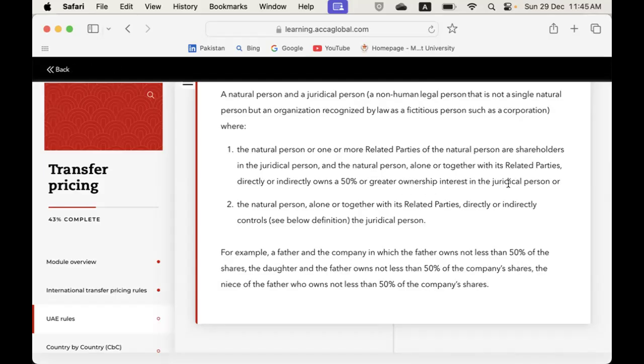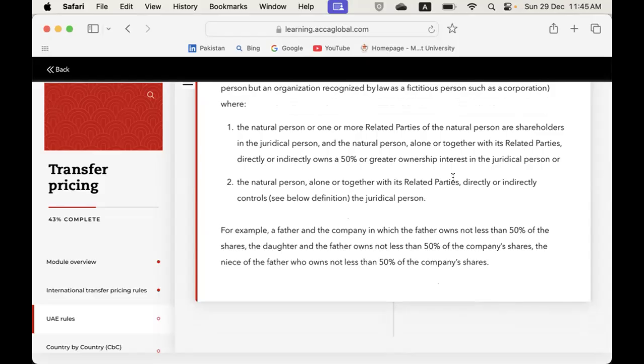So for example, one man and his wife own 50% in a company, but the man holds only 25 and the wife holds 25. Do you think that man and his wife will be seen as related parties of that company? Yes, they will be. Why? Because together they own 50% and they are related parties themselves.